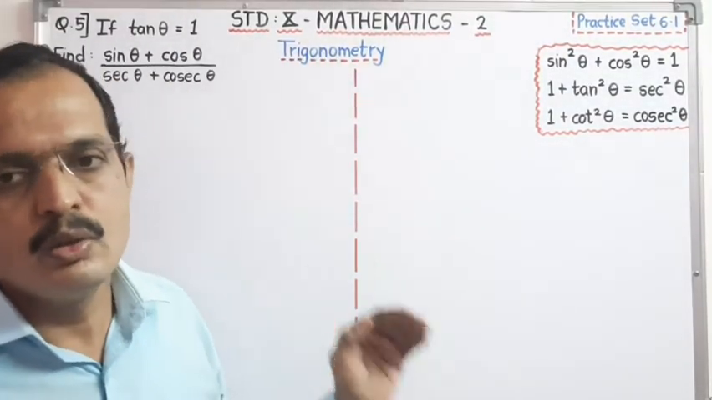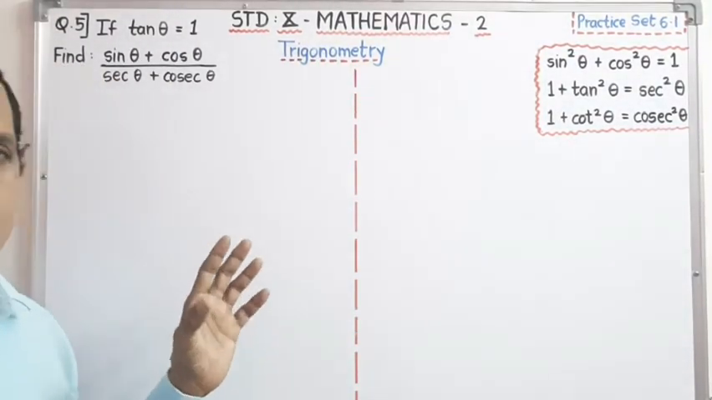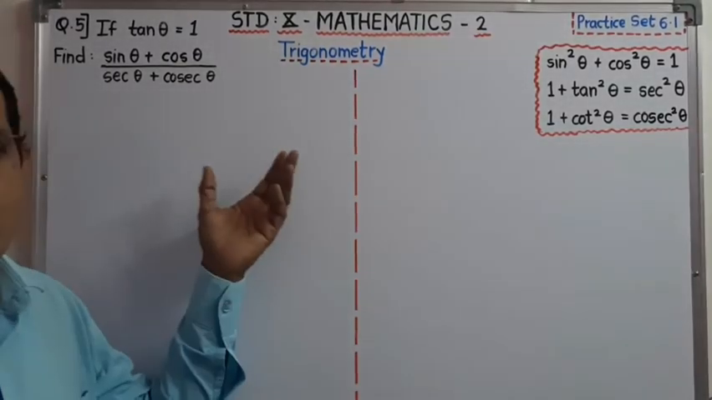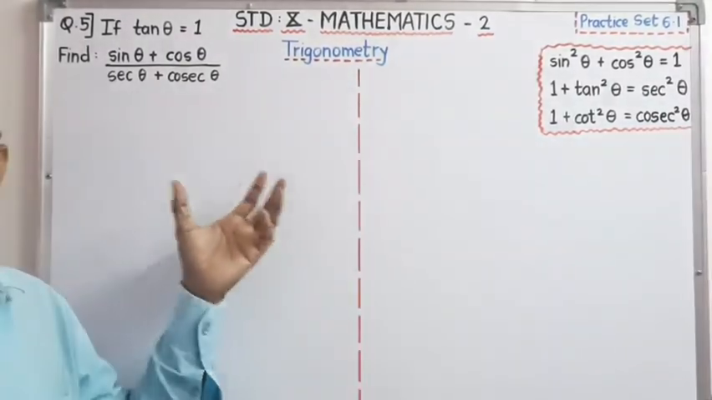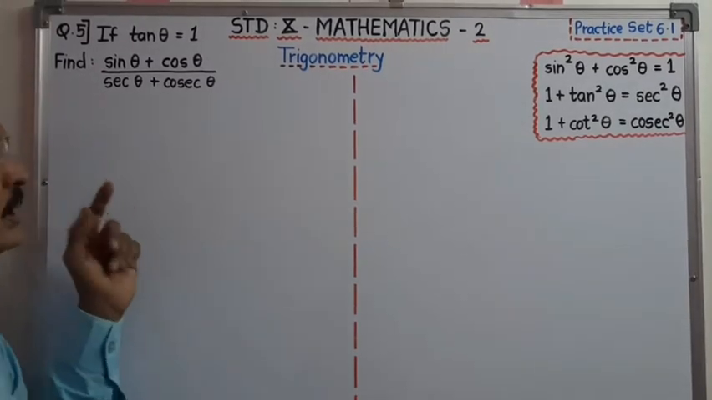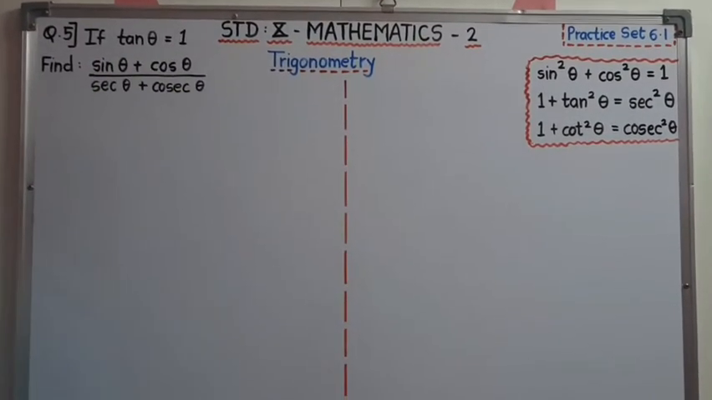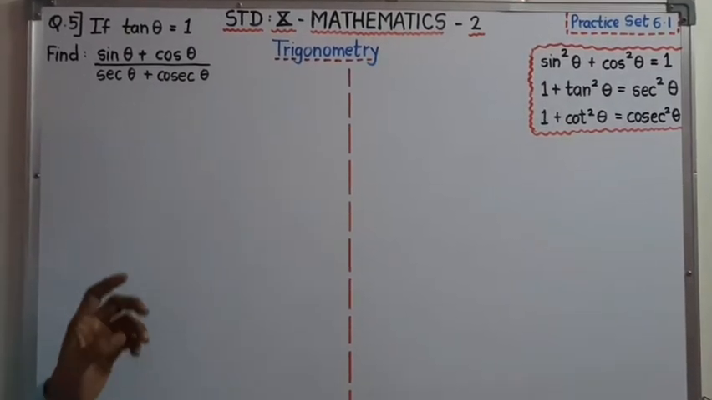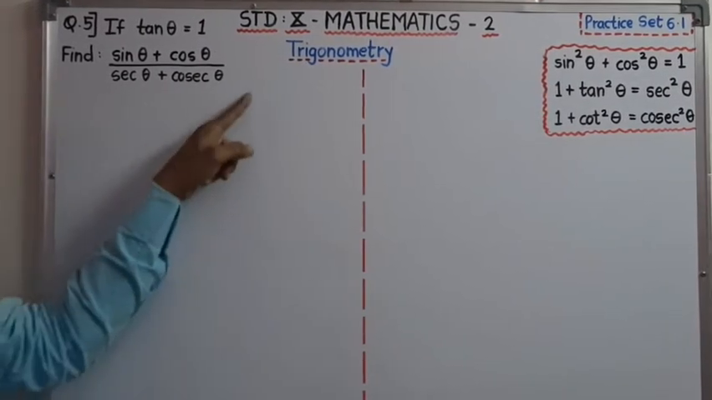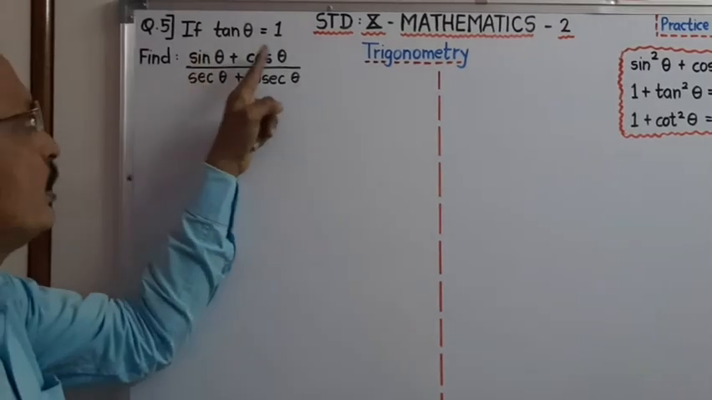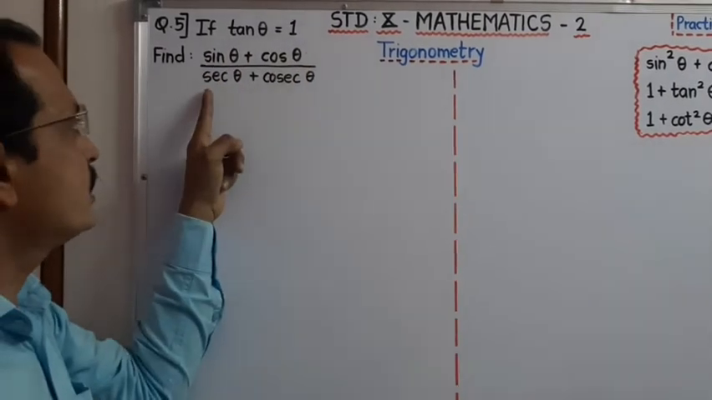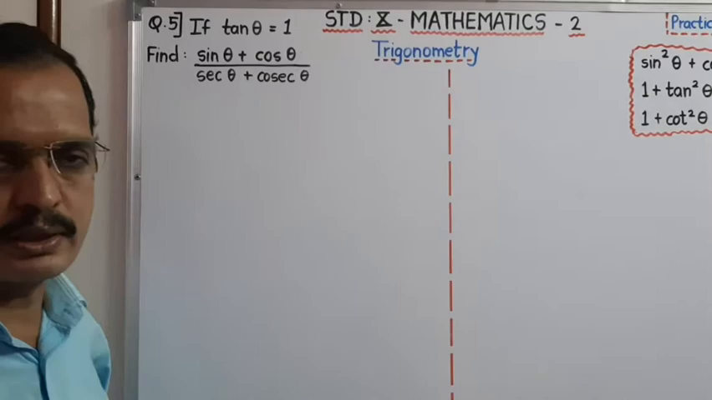Dear students, for solving a particular sum, we use various formulas. That means there are various methods. Now see here, question number 5. If tan theta is equal to 1, then we have to find out the value of this: sin theta plus cos theta upon sec theta plus cosec theta.